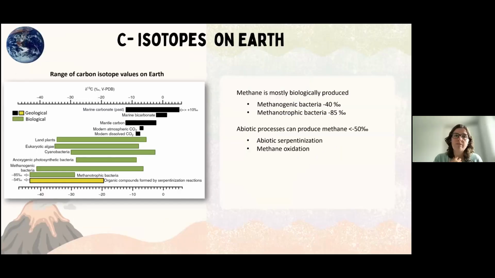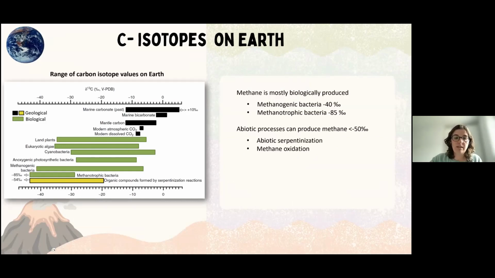So this graph on the left summarizes the ranges of delta carbon 13 of geological and biological reservoirs on Earth. Geological are represented here in black, biological in green, and I intentionally left another geological in yellow that I will explain a little bit later. So from this graph, we can extract some conclusions.